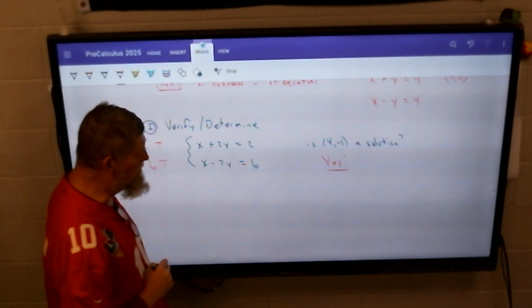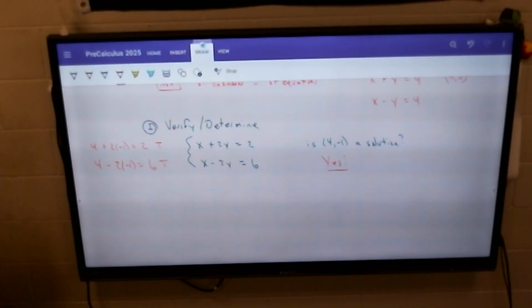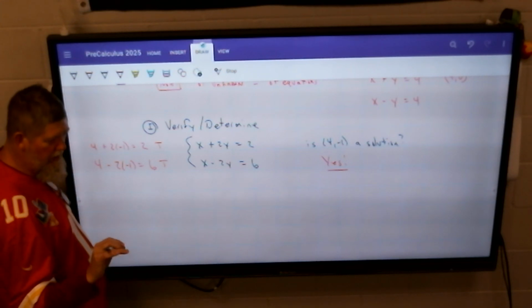This is a solution to this particular system. If it doesn't work in one of them, then it doesn't work. It has to work in both equations. If there are 3 equations, it has to work in all 3 equations. So the first thing I'm going to do is ask you to verify. It really is as simple as plug and chug. We good with that? Kevin, you good with that?